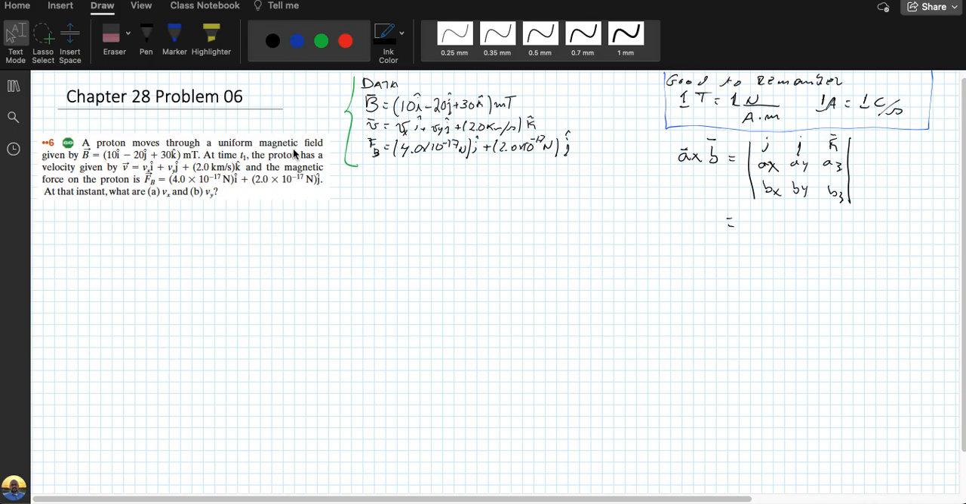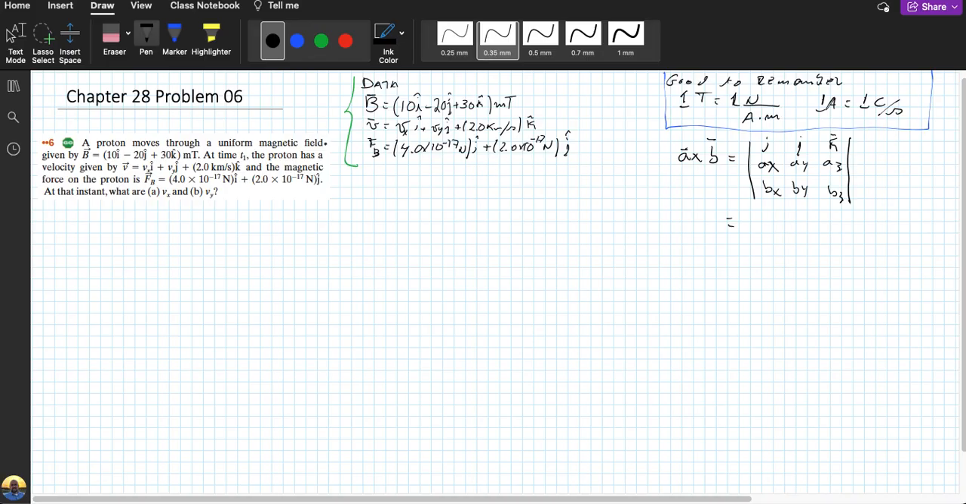So today we will deal with a problem. It will be chapter 28 from Halliday and Resnick, and we're going to deal with problem number 6. Okay, so it's a simple problem that we can think a little bit about it.